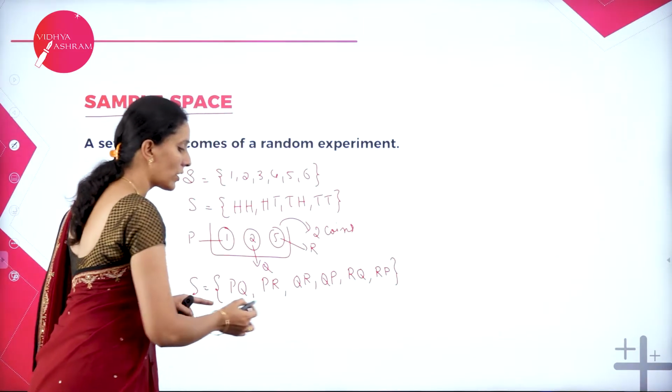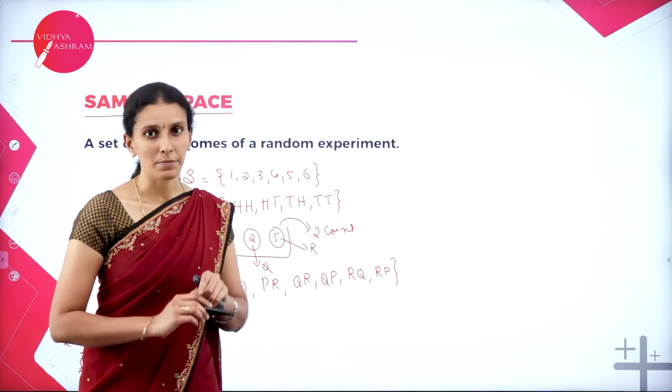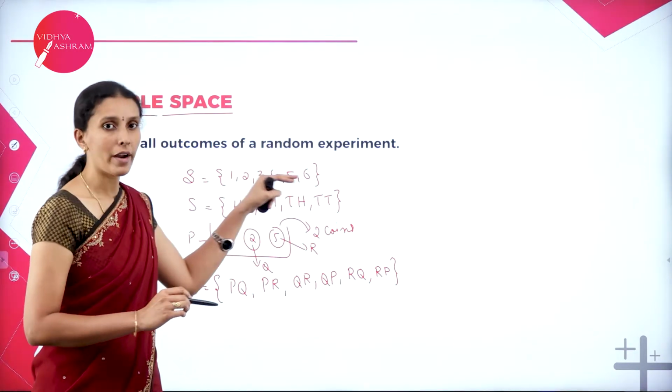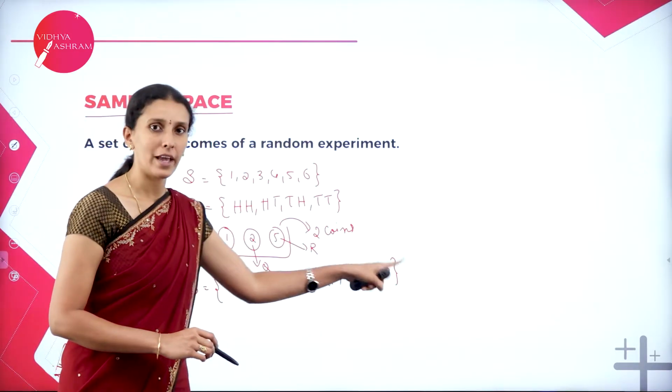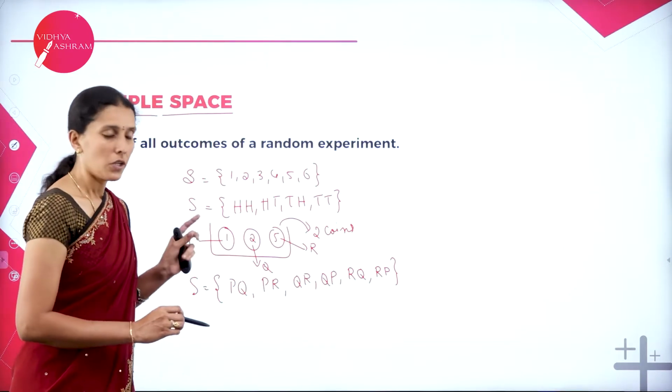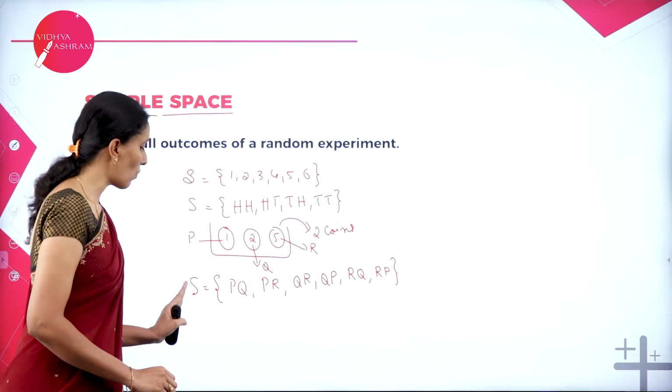So these are the possible chances, or the results, of the given experiment. That is, when you are taking 2 coins from a pocket one after the other, the results of the experiment will be like this. So when you write all the outcomes in the form of a set, this is what you will get.